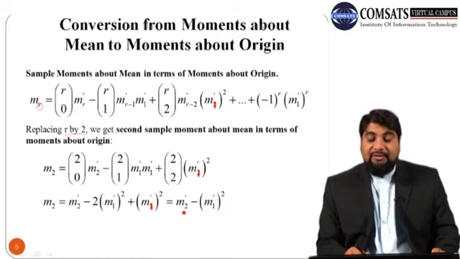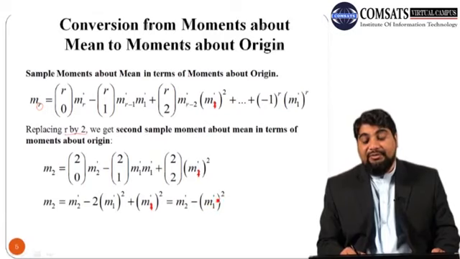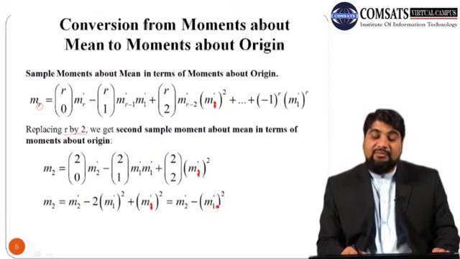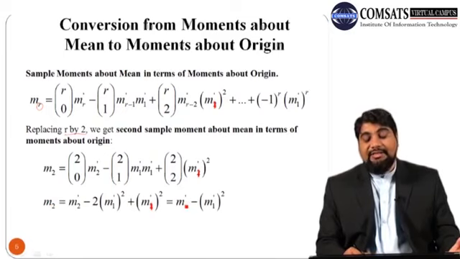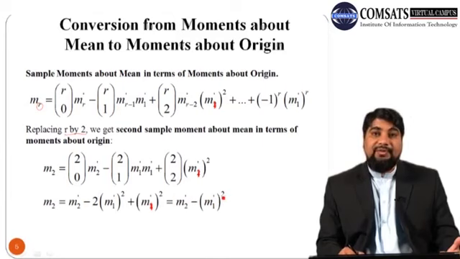So it means if we know the values of the second moment about origin and the first sample moment about origin, we can use this formula to calculate the second sample moment about mean. So this is the relationship between the second sample moment about mean and the moments about origin, the second moment about origin and the first moment about origin.